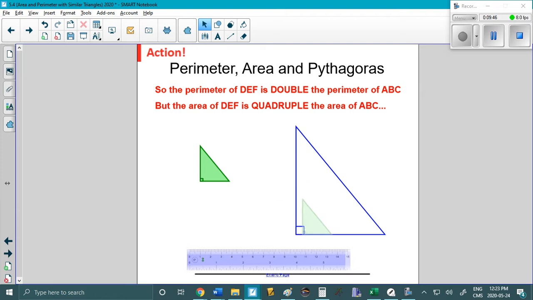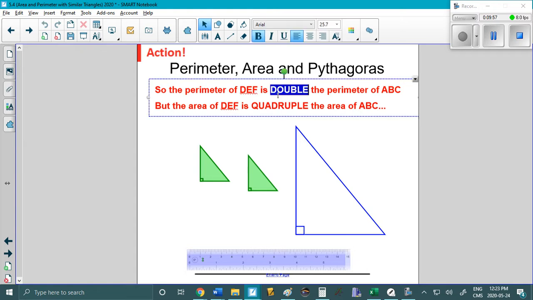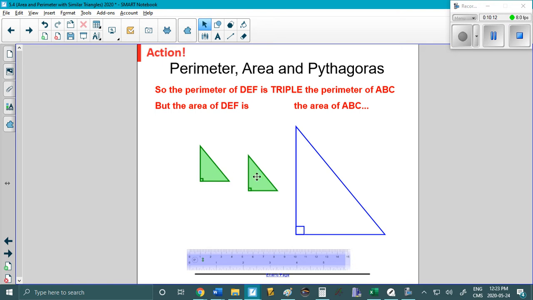So check this out. You can see here that the perimeter is double. Okay, so hold on. This is triple, right? The sides are 3 times bigger. I changed this, but I didn't change the word, so let me fix this. Okay, so the perimeter is triple. So what I want to see is how many of these triangles can I fit in? Well, because it's 3 times longer, I can fit 3 along the bottom, right? And because it's 3 times taller, I can fit 3 up the side.